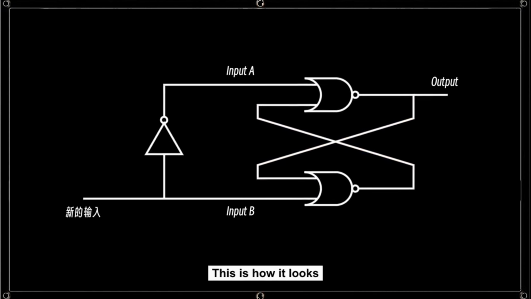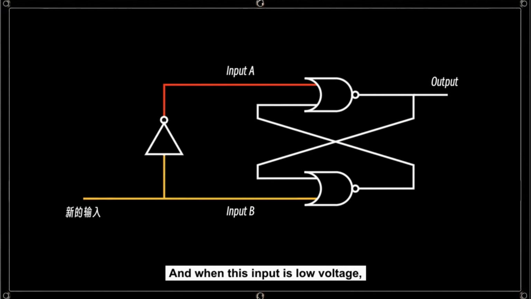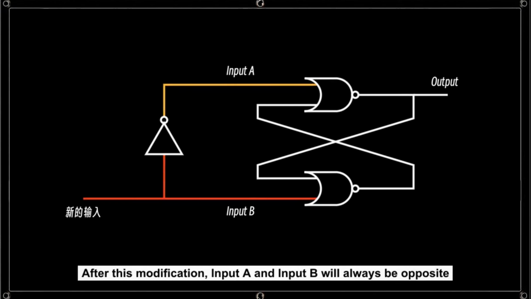This is how it looks. When this input is high voltage, input B is also high voltage. Meanwhile, input A becomes low voltage due to the inversion by the NOT gate. And when this input is low voltage, input B is also low voltage. Input A becomes high voltage. After this modification, input A and input B will always be opposite. Thus, it is impossible for both to be set to high voltage at the same time.